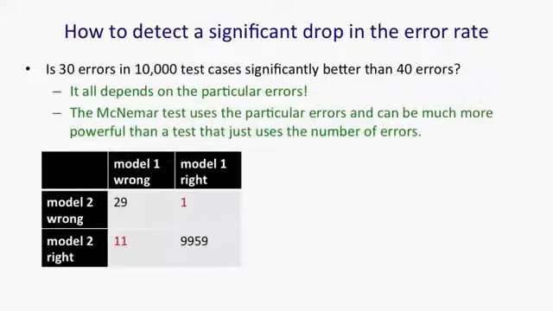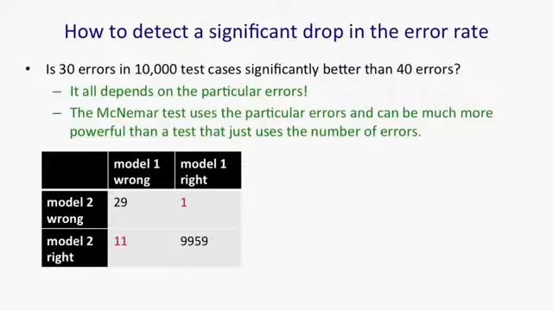If you look at this 2x2 table, it shows you in the top left-hand corner how many examples Model 1 got wrong and Model 2 also got wrong. That's 29. And in the bottom right, it shows you how many examples Model 1 got right and Model 2 also got right. And in the McNemar test, you can just ignore those numbers in black. What you're interested in is the ones where Model 1 got it right and Model 2 got it wrong, or Model 2 got it right and Model 1 got it wrong.